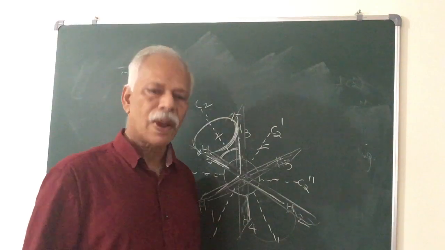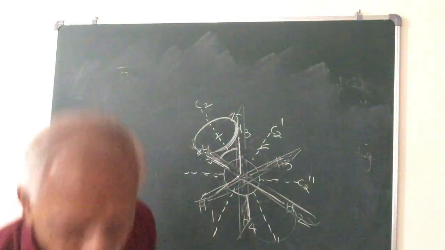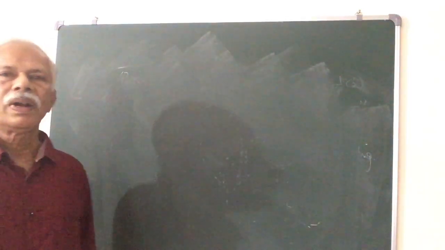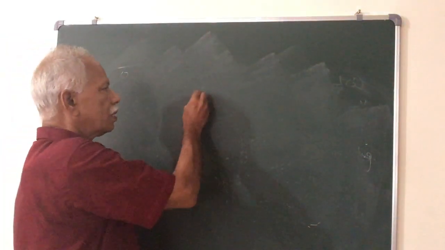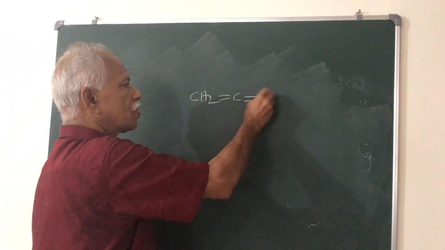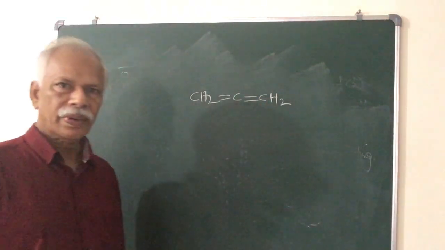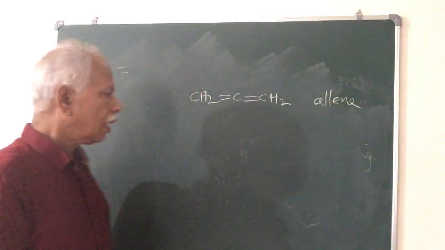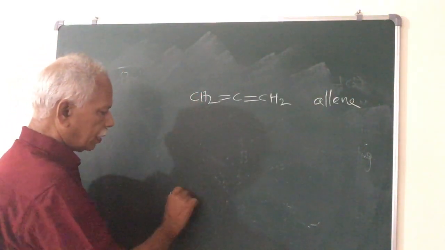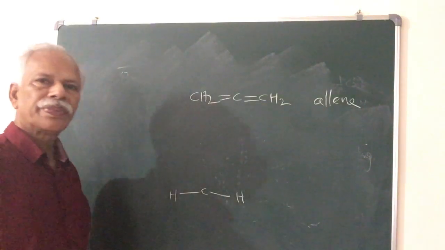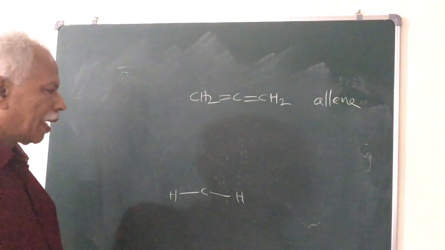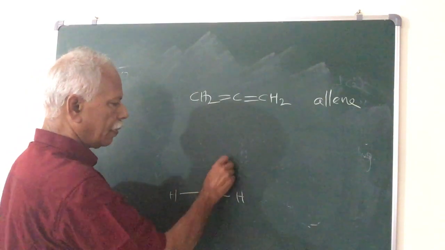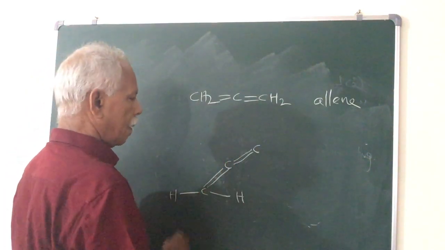And one more interesting example can be described now. It is the case with allene. Allene is stereochemically a very important compound. CH2 double bond C double bond CH2, propadiene or allene. Here the terminal carbons are sp2 hybridized and the middle carbon is sp hybridized.